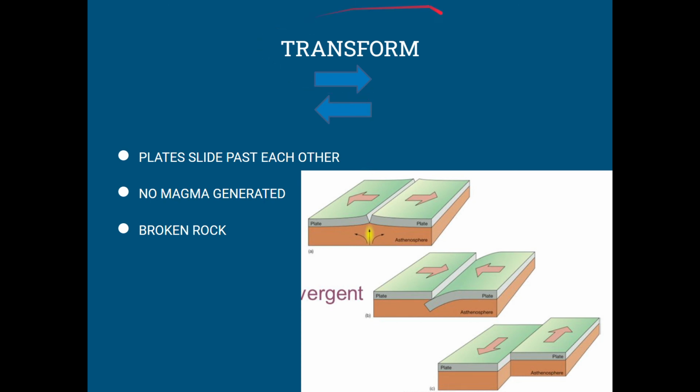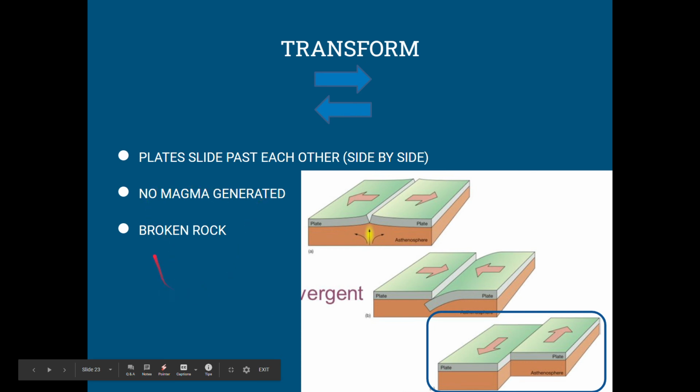Then there's the third one, which are transform boundaries. This is just where they're sliding past each other. So here's a simple drawing of a divergent boundary. Here's a simple drawing of a convergent boundary where one plate's getting subducted underneath the other. And then there's a transform boundary where it's just side by side.